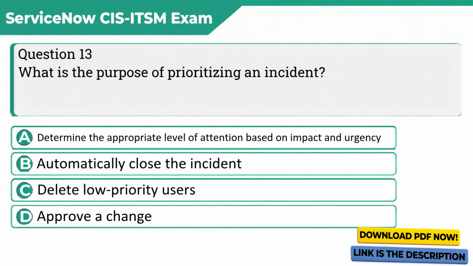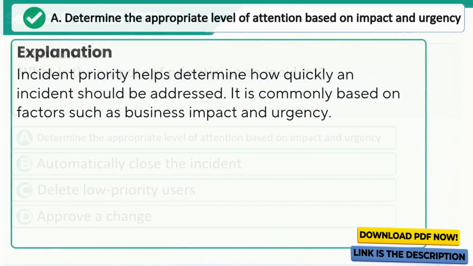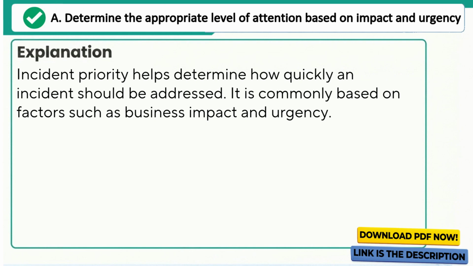B. Automatically close the incident. C. Delete low-priority users. D. Approve a change. Correct answer. A. Determine the appropriate level of attention based on impact and urgency. Explanation. Incident priority helps determine how quickly an incident should be addressed. It is commonly based on factors such as business impact and urgency.